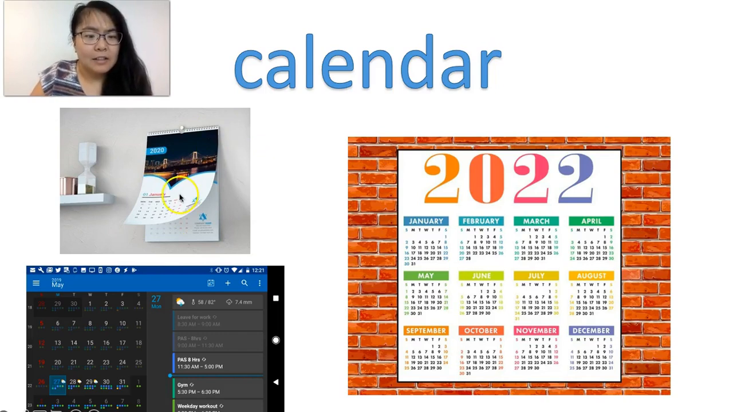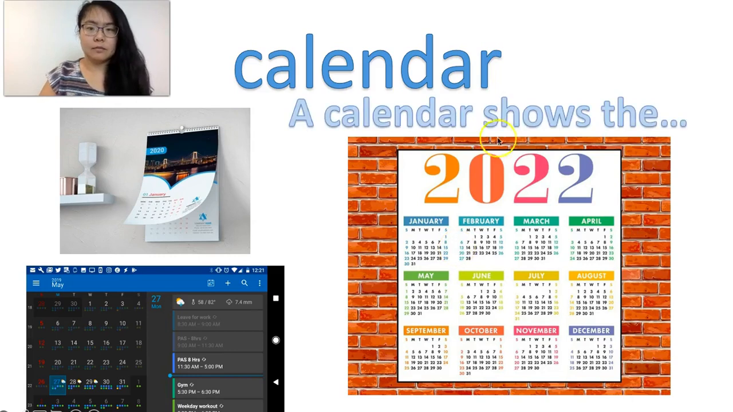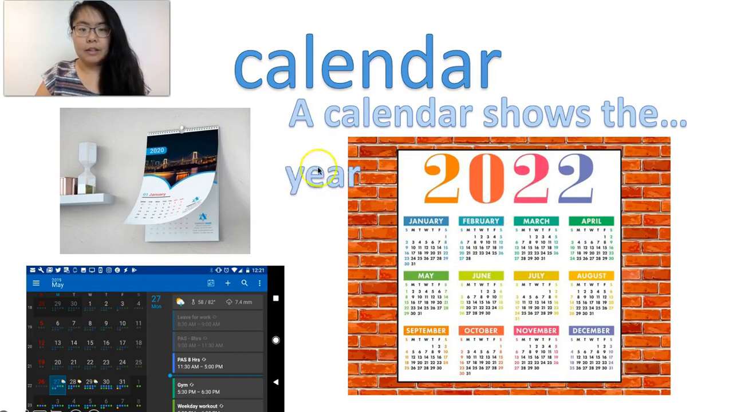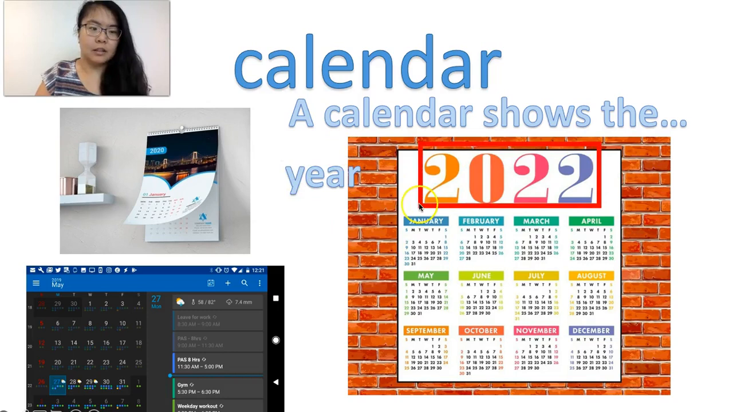These are calendars. This is a calendar, like you might see on your phone. A calendar shows the year. Here's the year on this calendar. Where is the year on this calendar? And where is the year on this calendar? This one's a bit trickier.